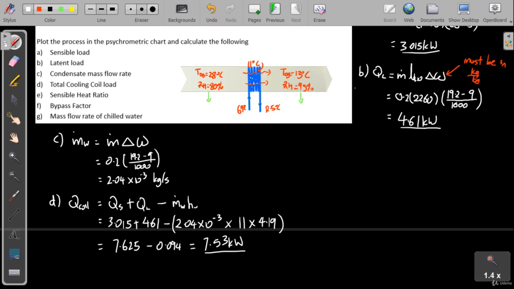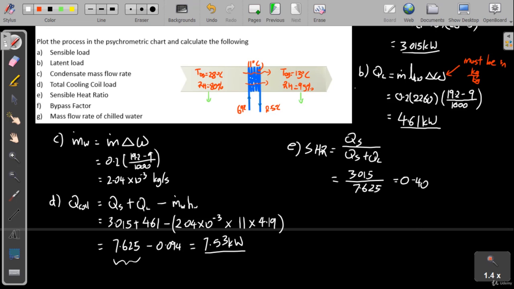Alright, part E, sensible heat ratio. Sensible heat ratio is equal to Qs divided by the total load of the air, so Qs plus QL. So it's 3.015 divided by 7.625, which we have just computed. Alright, so this ratio will be equal to 0.40.